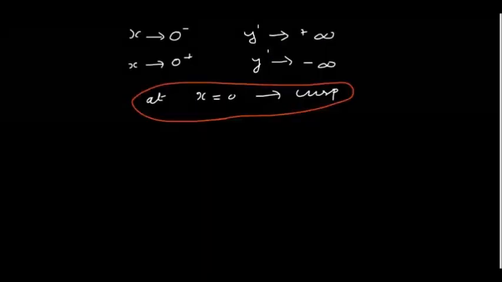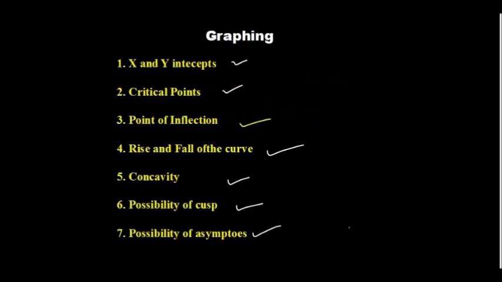Now the last part is you have to check for the possibility of asymptotes. That's our last part, the possibility of asymptote.